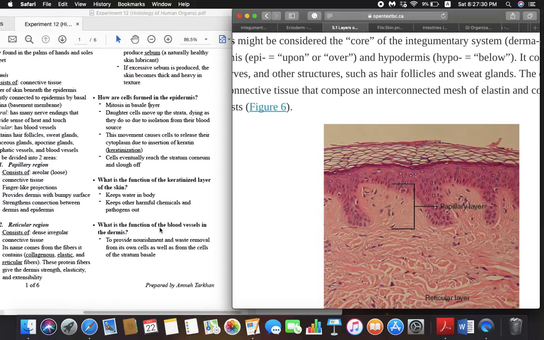Next question. What is the function of blood vessels in the dermis? The blood vessels that are found in the dermal layer, what is their function? Their function is twofold: to provide nourishment and waste removal for its own cells as well as the cells of the epidermis. So it provides nutrients for the dermal and epidermal cells, and it removes waste from the dermal and epidermal cells. It does this with the epidermal cells through the basement membrane.